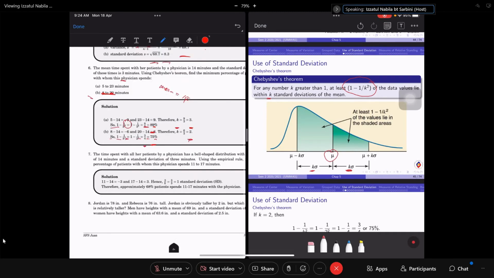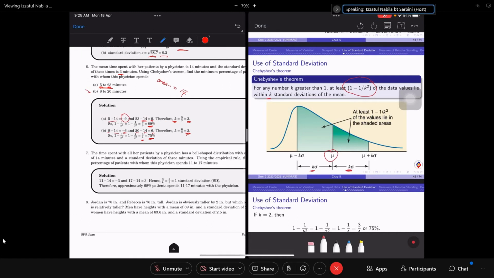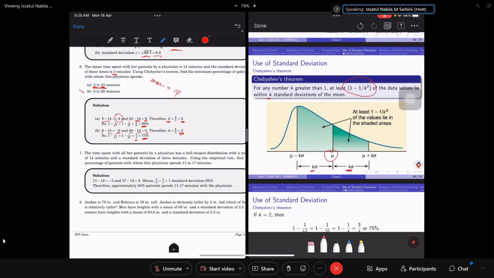Alright, so question 7. The time spent with all her patients by a physician has a bell-shaped distribution. Whenever we see a bell-shaped distribution, we know this is a normal distribution with a mean of 14 minutes and a standard deviation of 3 minutes. So using the empirical rule, find the percentage of patients with whom the physician spends around 11 to 17 minutes. So you minus the mean, you get negative 3. 17 minus the mean, you get 3.